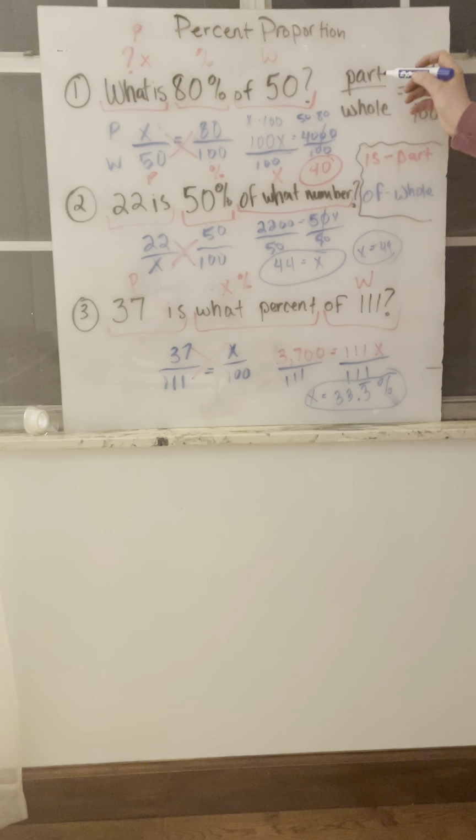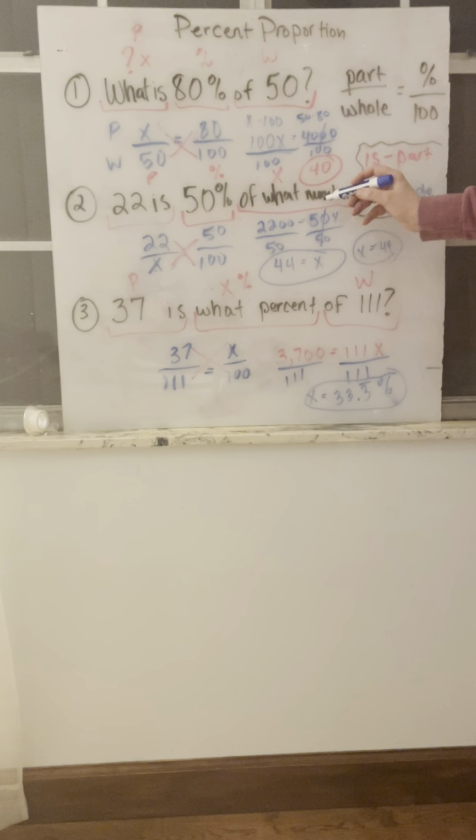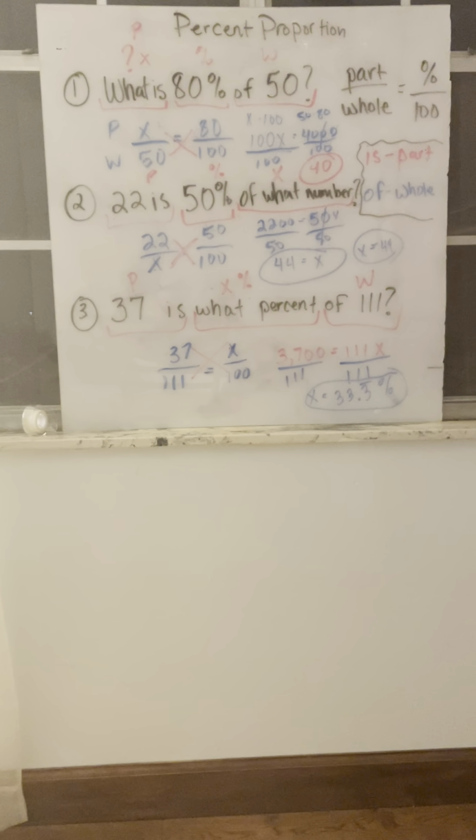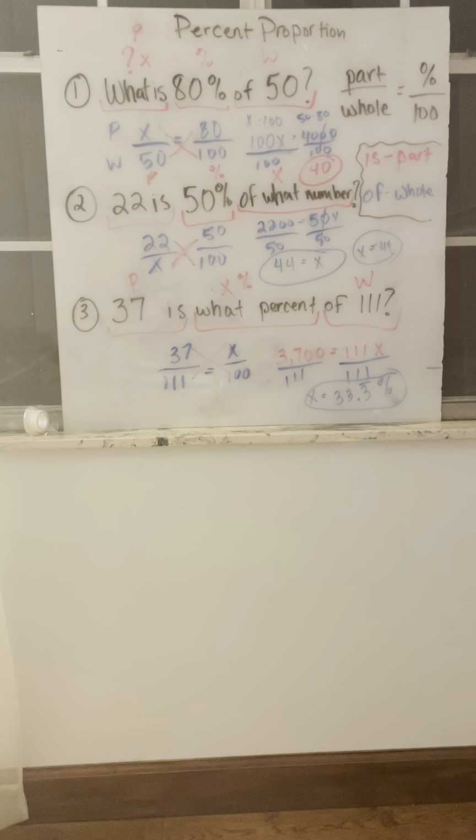So you're going to have three types of problems: 1, solving for the part; 2, solving for the whole; 3, solving for the percent. You look for your keywords, and then you plug everything into your proportion here, and then you solve like we have been solving. So now I want you to go back to yesterday's assignment and take a look at it again, and correct it, or try to redo it if you need to.